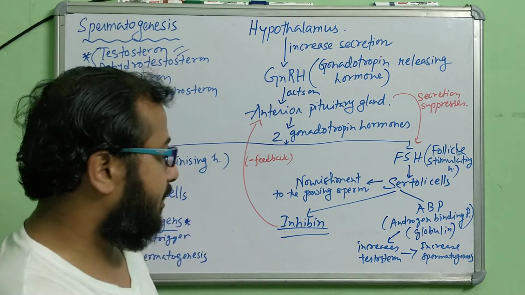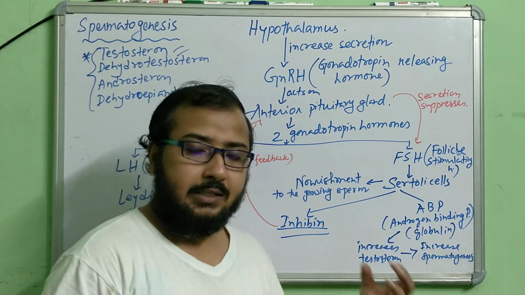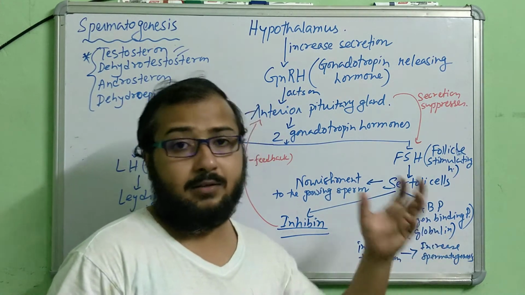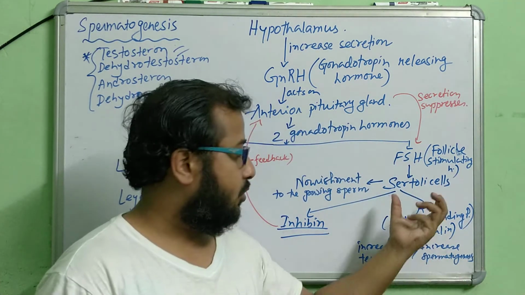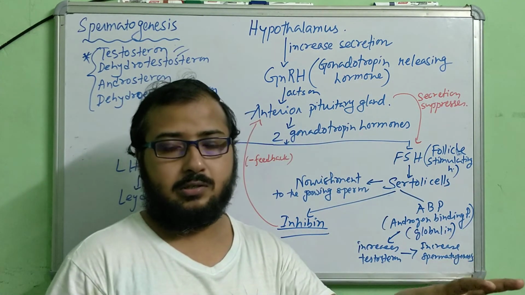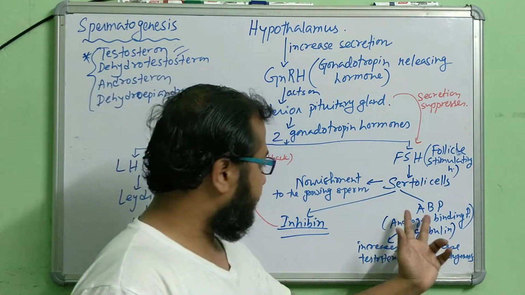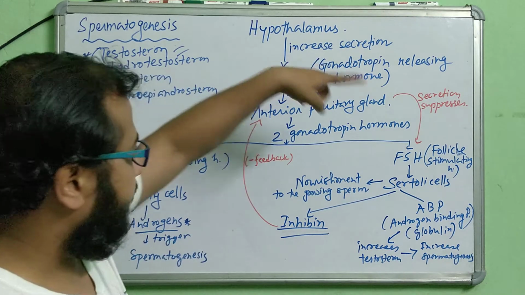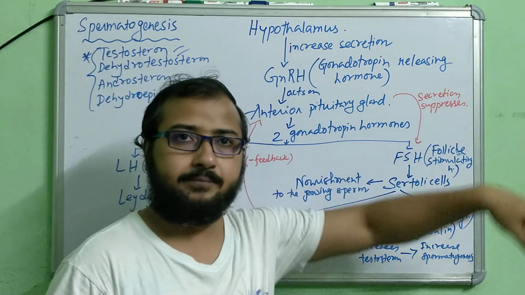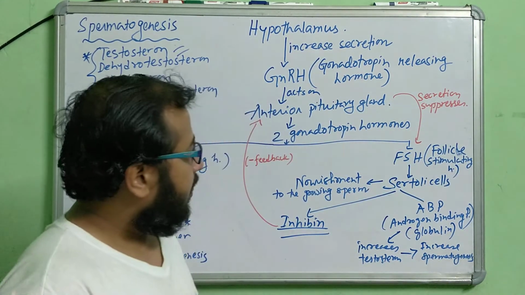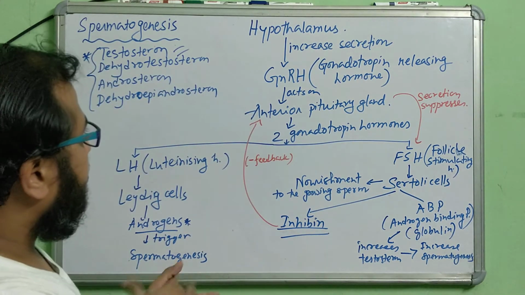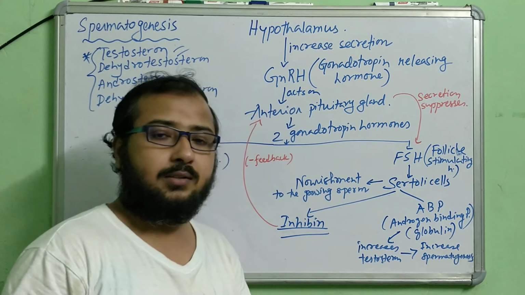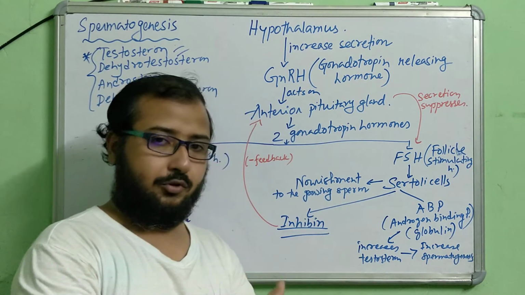So you can understand that there are many other factors released from Sertoli cells that help in spermatogenesis. Two important factors we have discussed here, which are important for you, and I have discussed the inhibin function. So this is the detailed analysis of how the hormones play an important role in spermatogenesis.